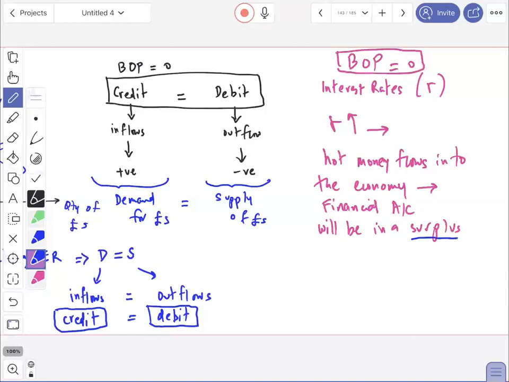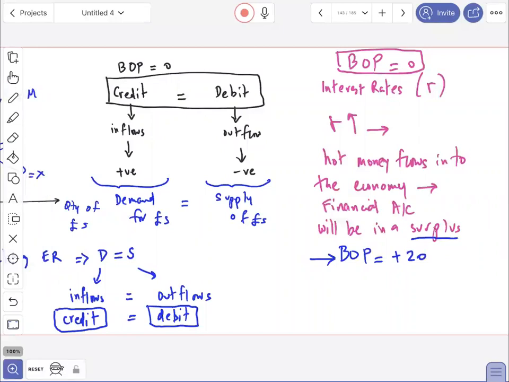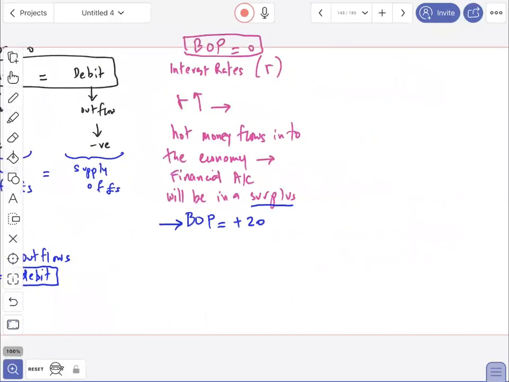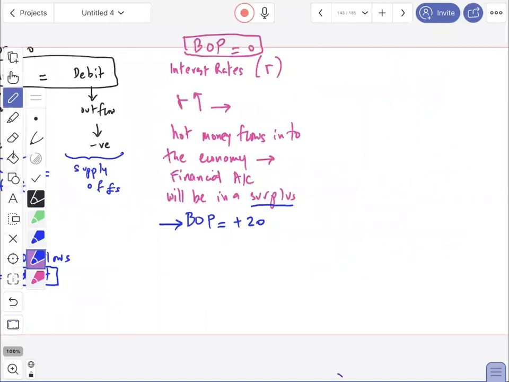If your financial account is in a surplus, how will that affect our economy? Well, if the financial account is in a surplus, you are looking at a case where BOP is now not 0, but probably positive 20, greater than 0, for example, because hot money is flowing in. But there's also something else that will happen, because this is a free floating exchange rate system we're looking at.